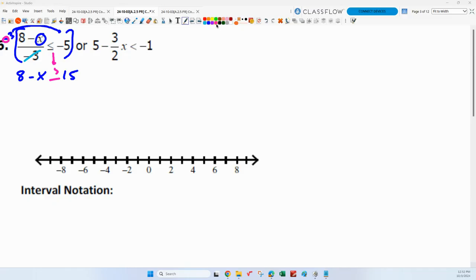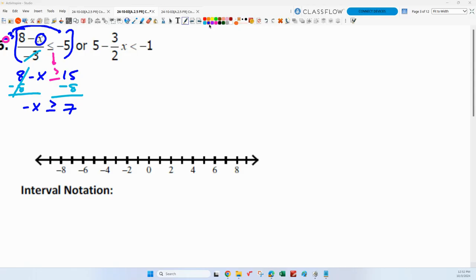What's next? Got to get that x by itself. Next step would be subtract 8, wouldn't it? So we subtract 8 from both sides. Those go away. I get -x, 15 minus 8 is 7. And I don't flip anything, right? Because I haven't multiplied or divided. I just subtracted. And then last step.